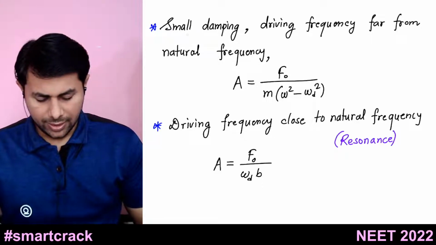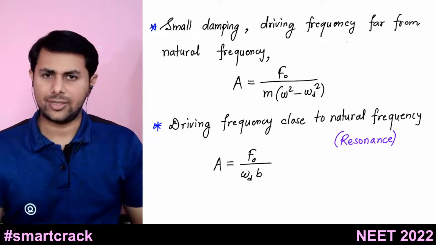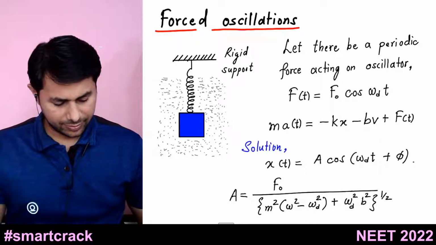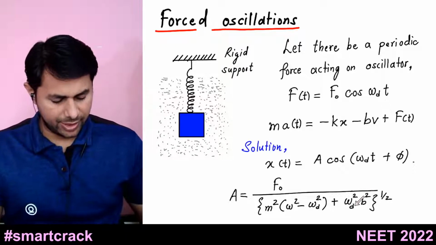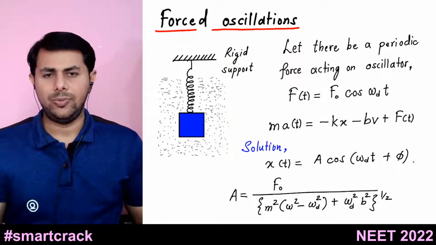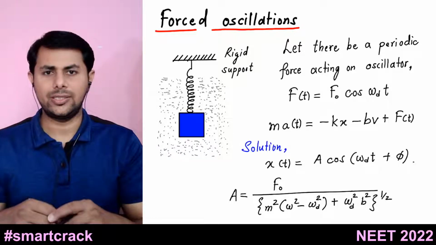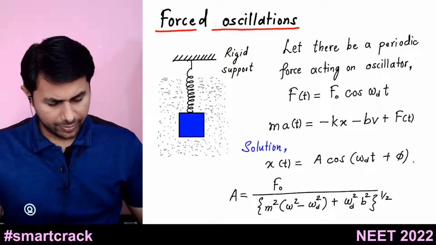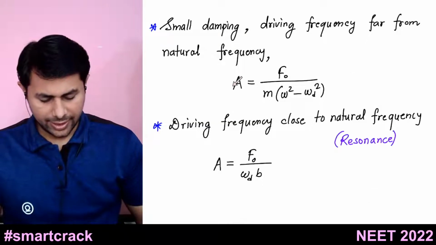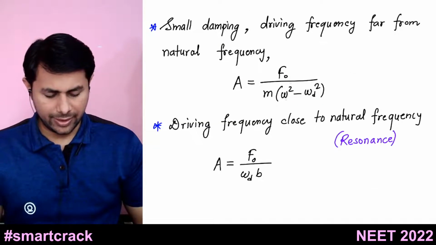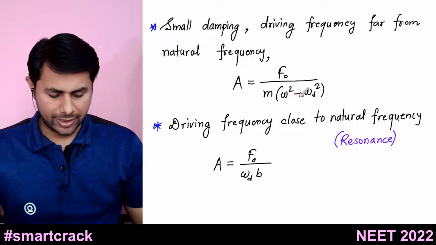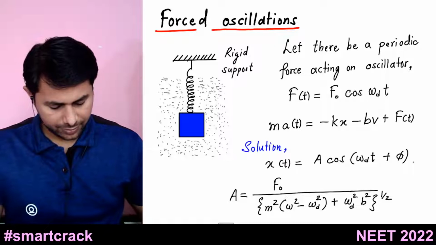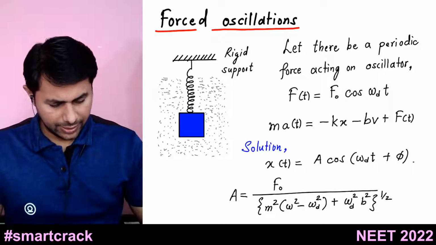All right, so for small damping, there is no damping, let's say. Very small damping, you can neglect this b in the denominator, if you neglect the medium. So there is an oscillator and there is an external force. In that case, a is equal to what? F naught divided by m into omega square minus omega d square.